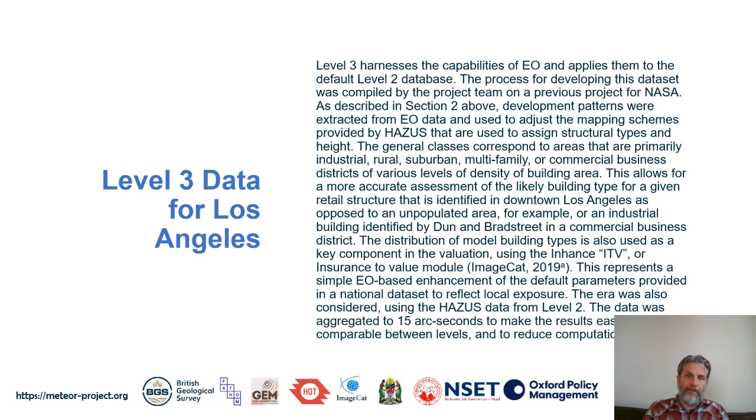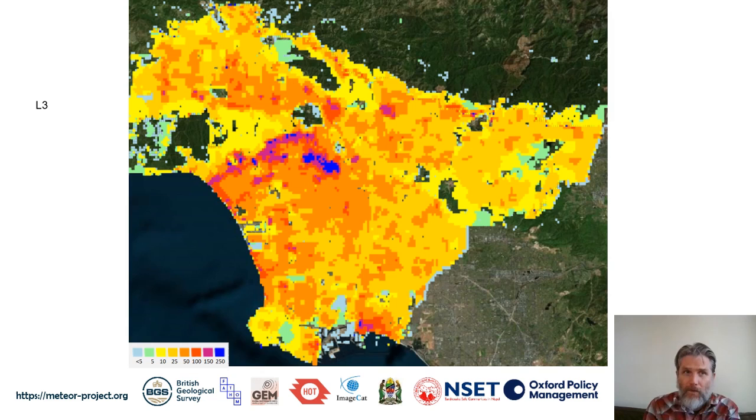So we did that as a level 3, and we also used, in that context, interpreted development patterns throughout the Los Angeles area to adjust the mapping schemes or structural classes of the buildings just a bit, not too much. And here's the level 3 data. So you can see it doesn't look too different than the level 2 data, but a little more differentiation, particularly in the residential areas, these sort of orange swaths on the southern portion.